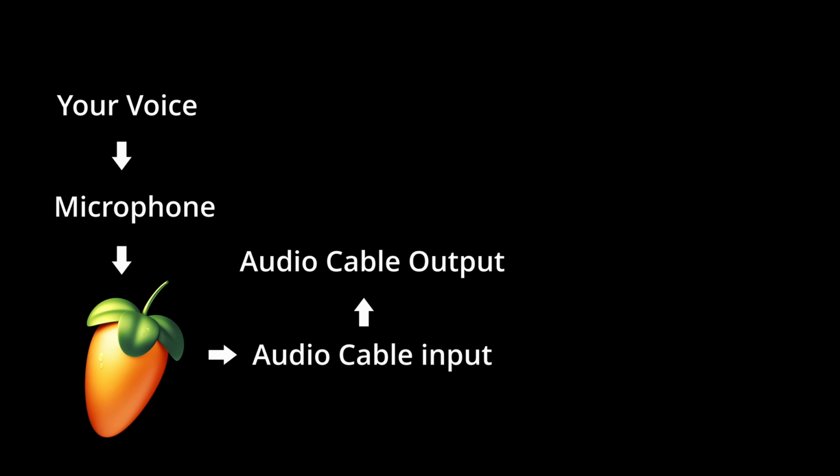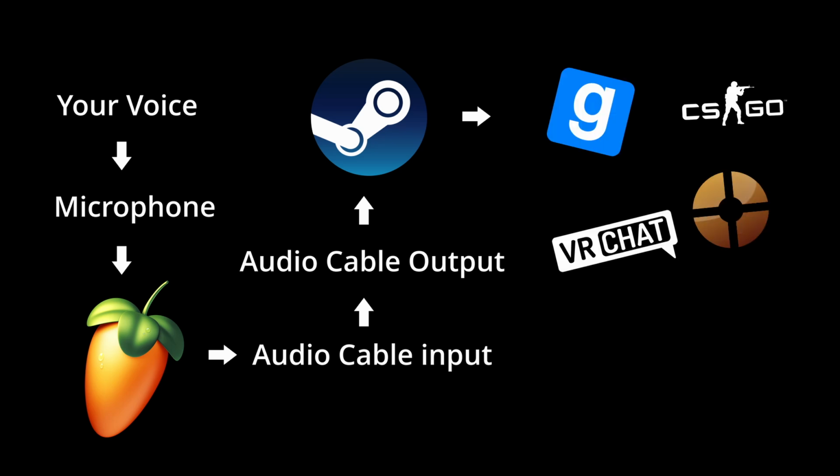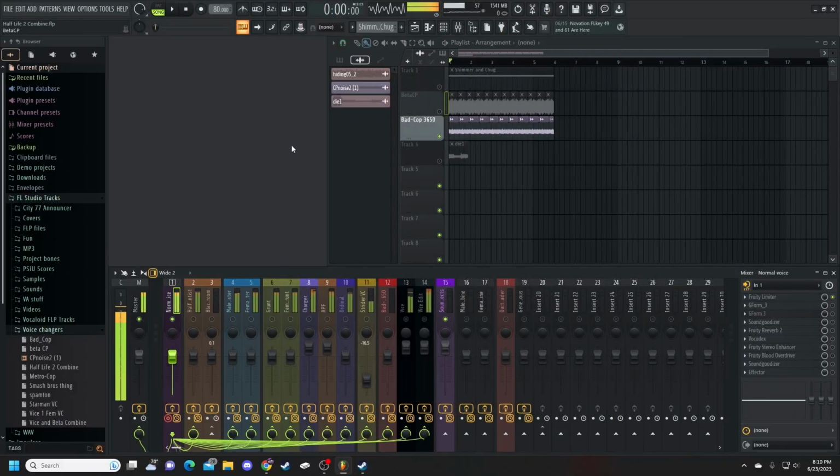Your voice is going from your microphone through FL Studio. That goes into the audio cable's input. After the audio cable's input, it's going into the output. The output is going towards Steam, and thus, it's going through Gmod or whatever you're using the voice changer for. This can be done with multiple voice changers. You're not just limited to Combine.